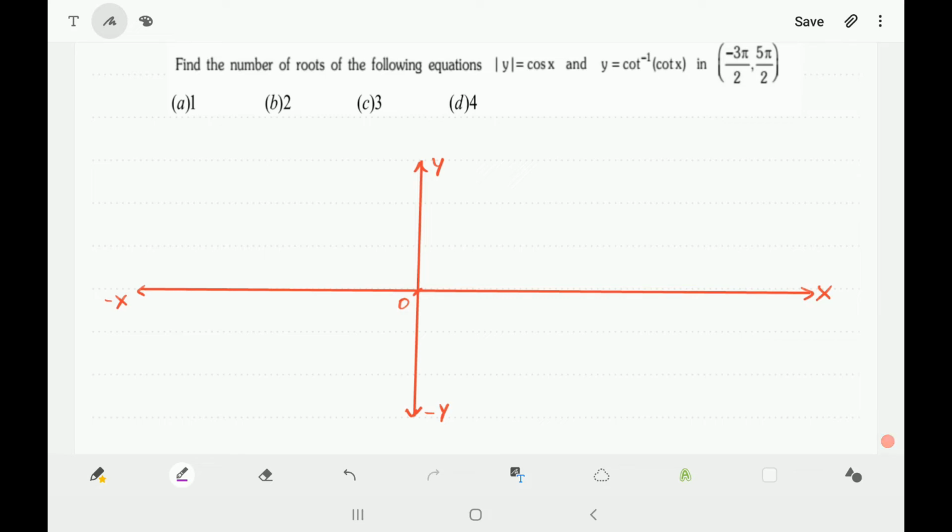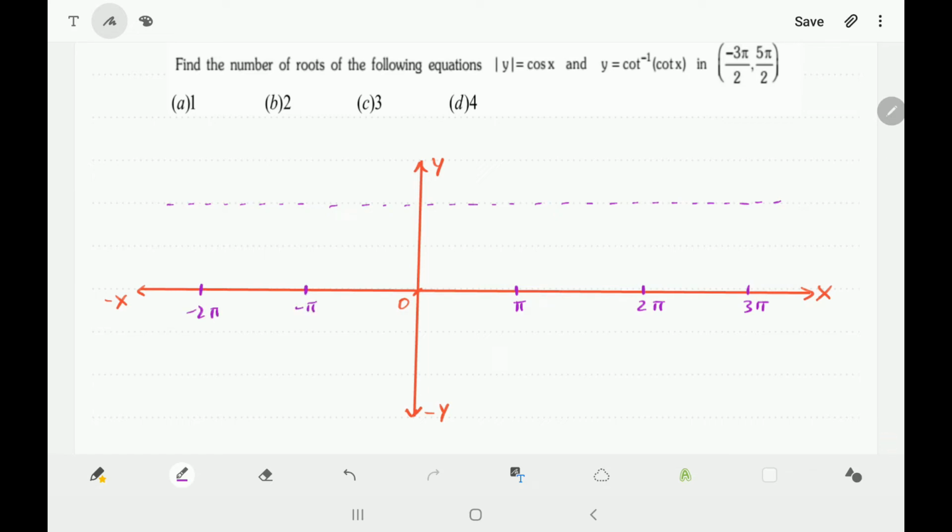First let's draw cot inverse cot x, because we already know cot inverse cot x has range from 0 to pi open interval, so we can easily draw it: 0, pi, 2 pi and 3 pi, because 5 pi by 2 is ahead of 2 pi. Here we have minus pi and minus 2 pi. So till here we have to draw.